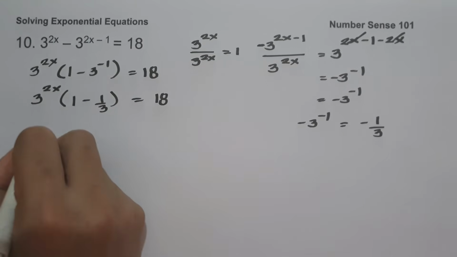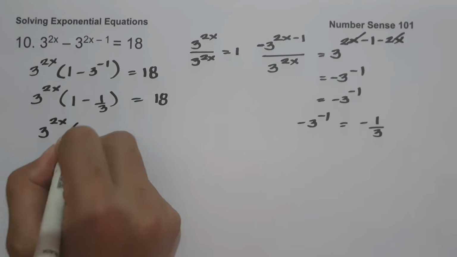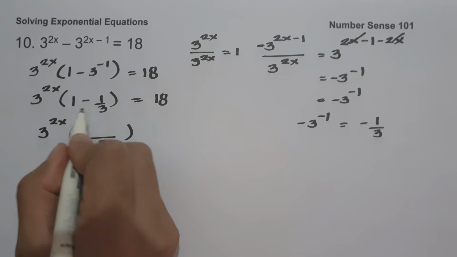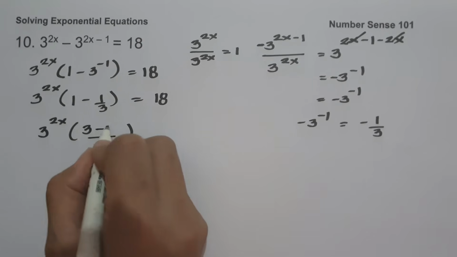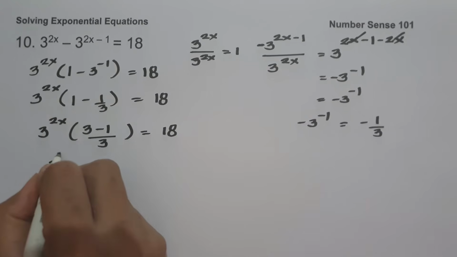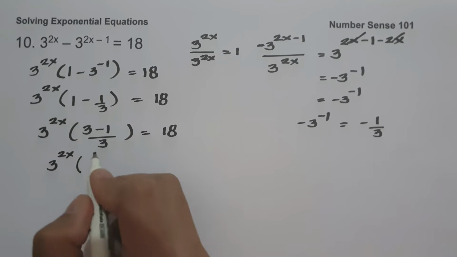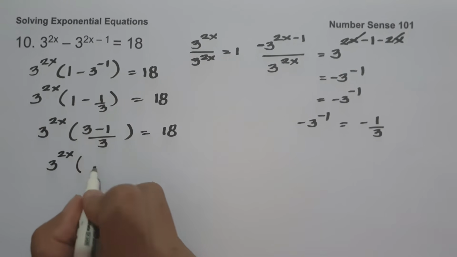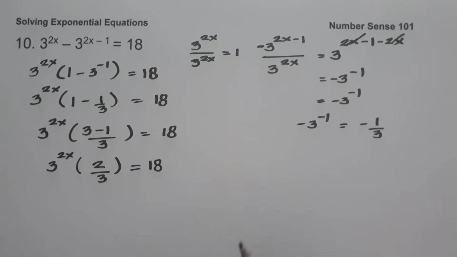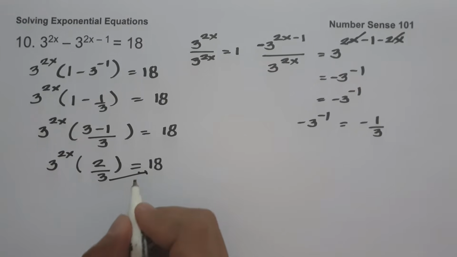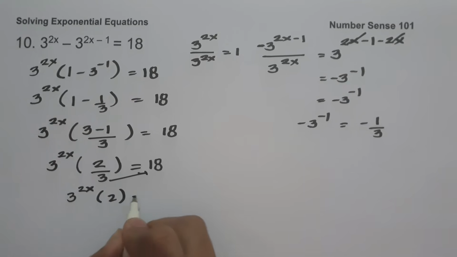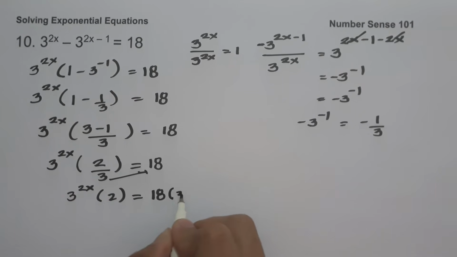So let us have 3 raised to 2x. Let us simplify this one. Let us have 3 on the denominator. 3 multiplied by 1 is 3 minus 1 equals 18. 3 raised to 2x times the quantity 3 minus 1, that is 2 over 3, equals 18. So multiplying by 3, let us have 3 raised to 2x times 2 equals 18 times 3.